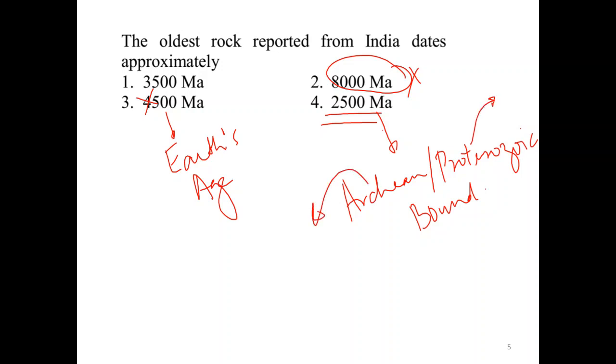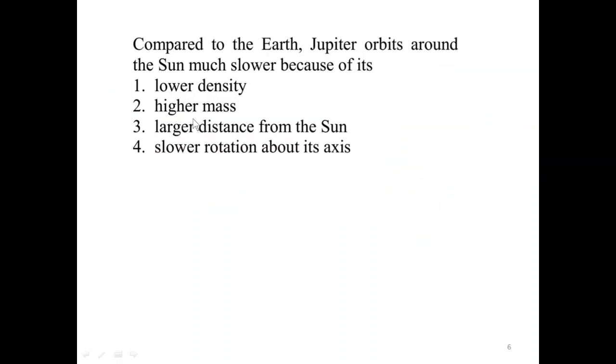So the cratons in India, they are the Archean rocks. The mobile belts, they are the Proterozoic. The Purana basins, they are Proterozoic. So logically also, the correct answer is 3,500 million. This is how you can derive the answers.